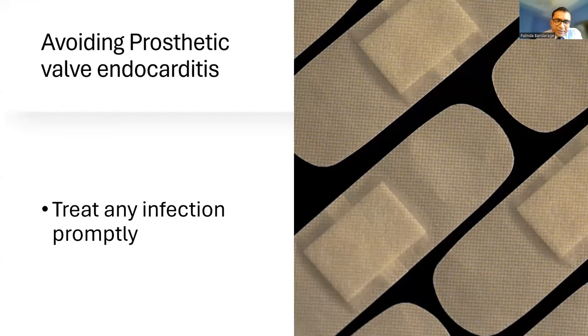Another important point is that if these artificial valves get infected with endocarditis, unlike native valve infective endocarditis, it's very difficult to treat, and you might have to remove the valve itself and replace it. So it's vital that you treat any infection in these kinds of patients promptly and save the trouble of having prosthetic valve infective endocarditis.